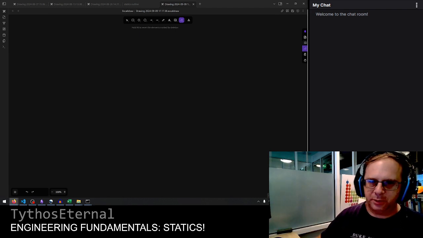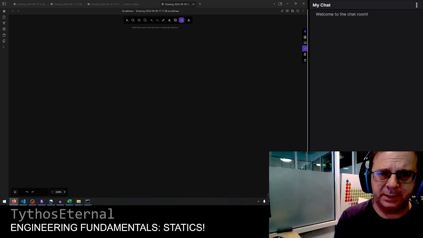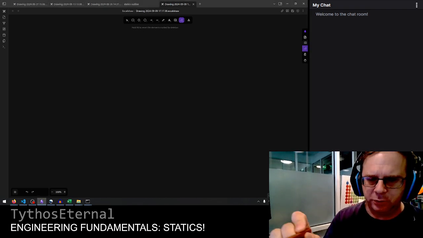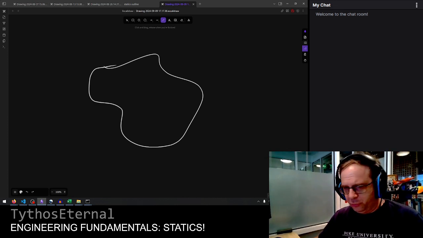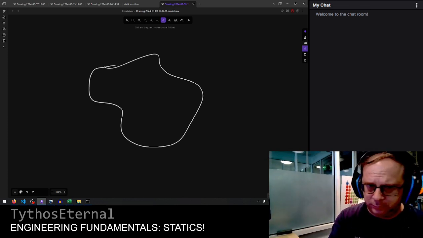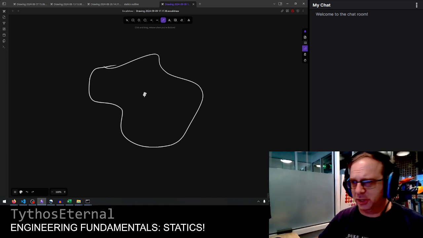Another important concept, especially when we're talking about moments, is this concept of a centroid. So with respect to rotational dynamics, let's say we have a two-dimensional shape here.